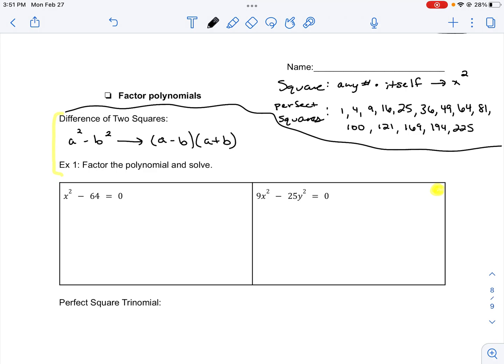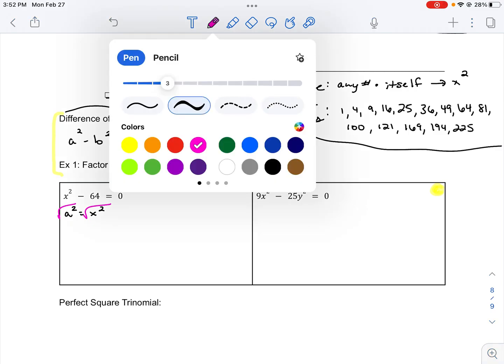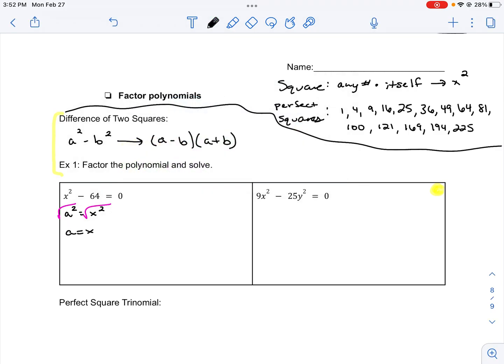So what's tricky about this is a squared minus b squared. So the a and the b, we have to square root them. So a squared is really x squared. And in order to get a alone, we have to square root both sides. So a is really x. B squared equals 64. You don't have to account for the negative. It takes care of itself. So to undo the square, we have to square root both sides. And looking at a square root, you could type that into your calculator and get a number. And that number would be 8.